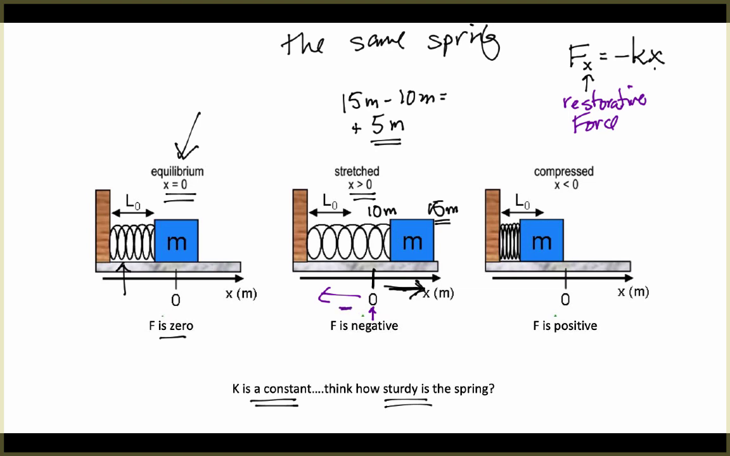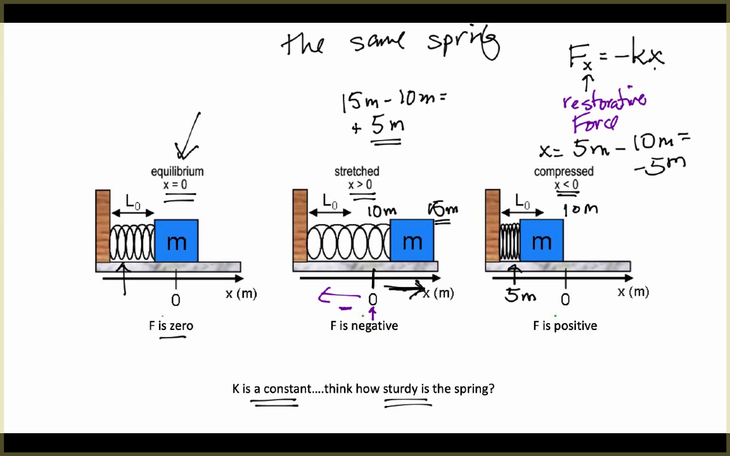Now, if you compress, you can say we started here and say that's 10 meters, and maybe now we've compressed it this way, and so essentially you have it at 5 meters. Then X equals your final, which is 5 meters, minus 10 meters, which equals negative 5 meters. So that's why X is less than 0. And so this guy is going to be negative.